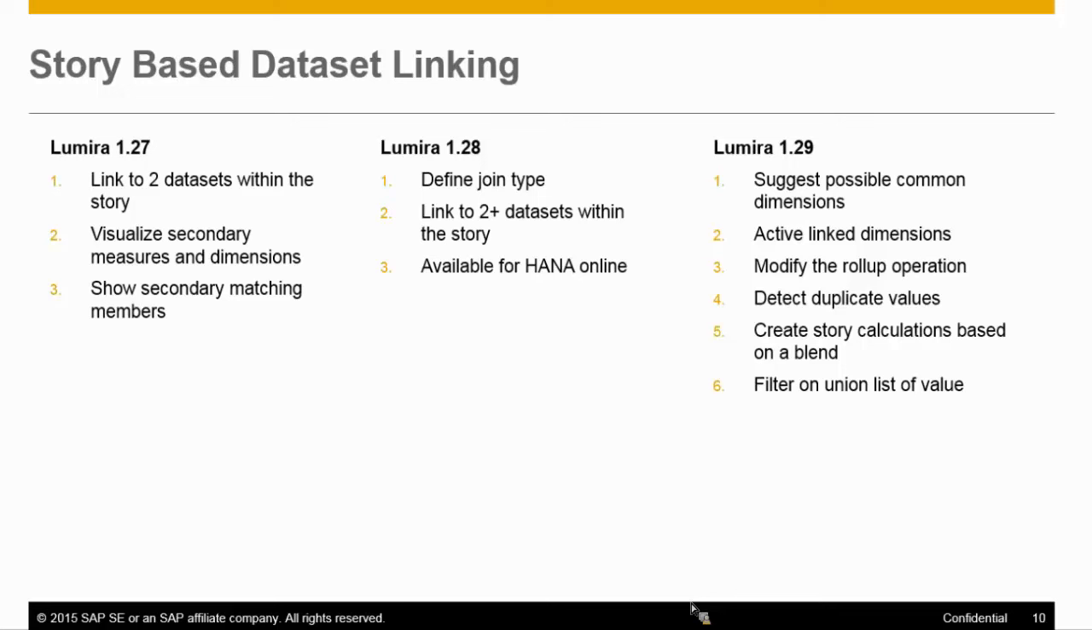In 1.28, we allowed you to go beyond just the left outer join, and now you're able to change the join type to full outer, inner join, or an exception join. And you're also able now to join more than two datasets together, so you can go 3, 4, 5, as many as you want. But as you will see, it will get quite complex if you are trying to do that kind of linking with so many more than 2 or 3 datasets in the viz.